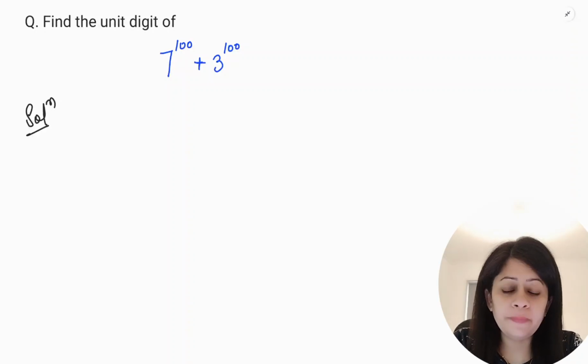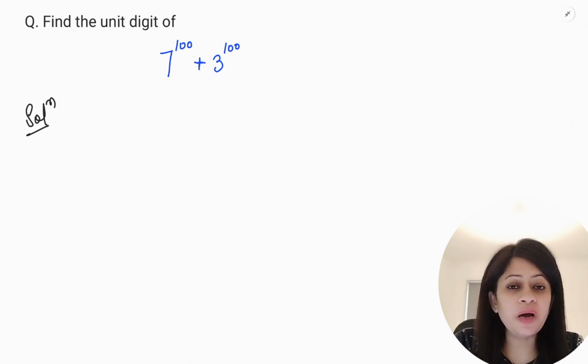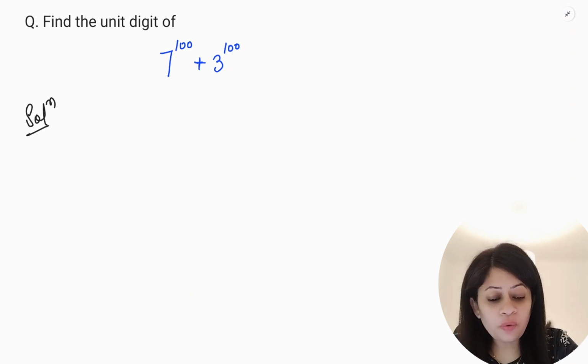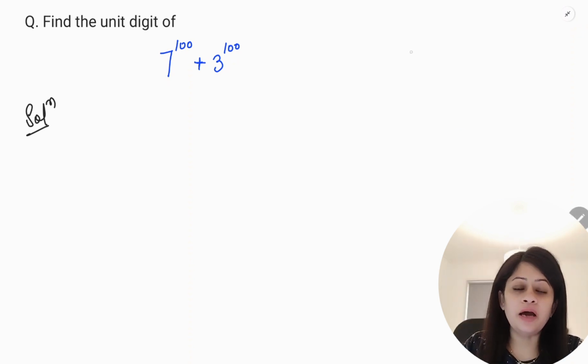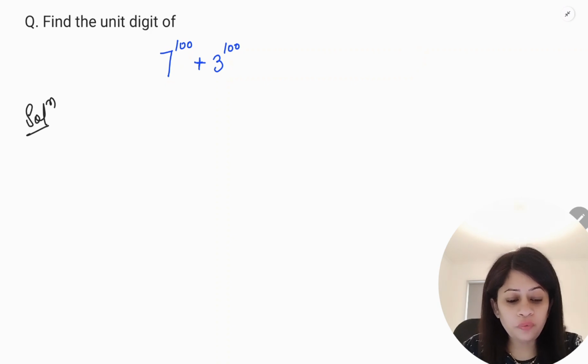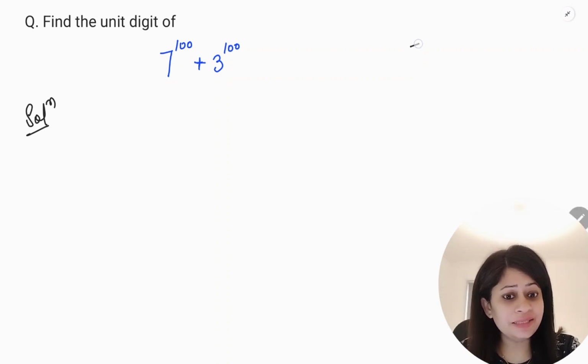I'm Upasana Taneja, and in today's video we have this question: find the unit digit of 7 raised to power 100 plus 3 raised to power 100, right? So whenever you see big numbers, big exponents, don't get confused. I will tell you a very easy trick.